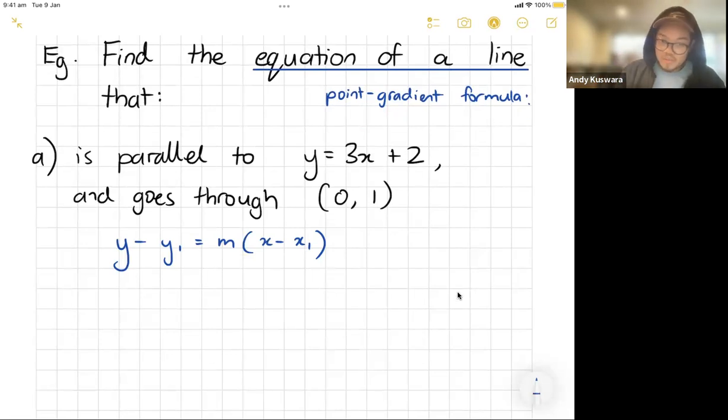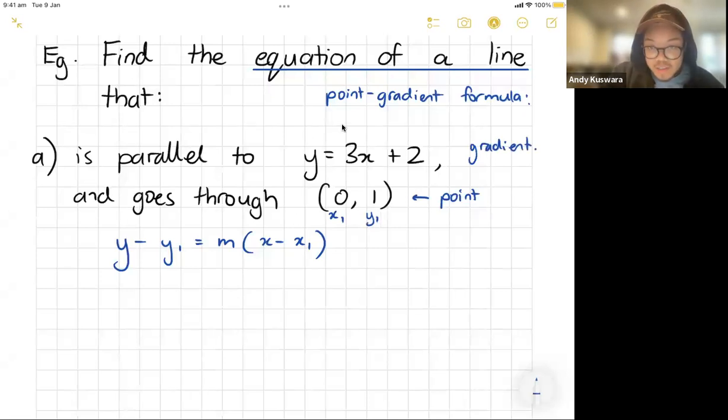Now, in this point-gradient formula, I need a point. There's my point. In other words, that 0 is my x1 and that 1 is my y1. The only thing missing now is my gradient. If it's parallel to this line here, does it make sense that that's my gradient? The gradient of this line is the m in front of the x. In this case, my gradient is 3. So for me to be parallel, I need the exact same gradient, and I need to go through this particular point.